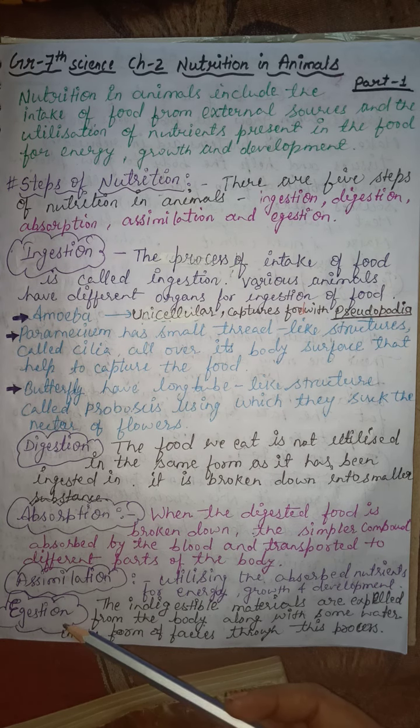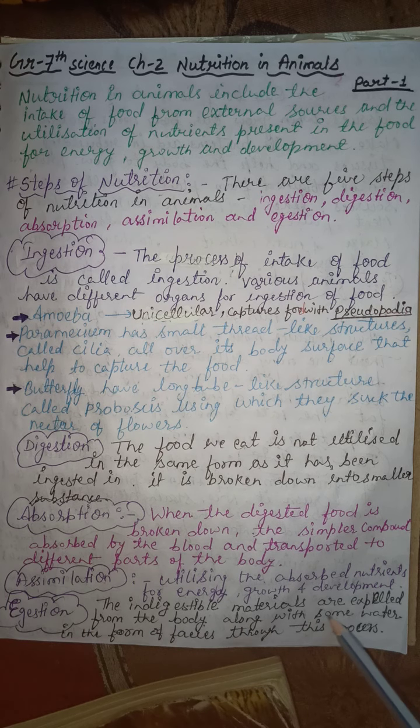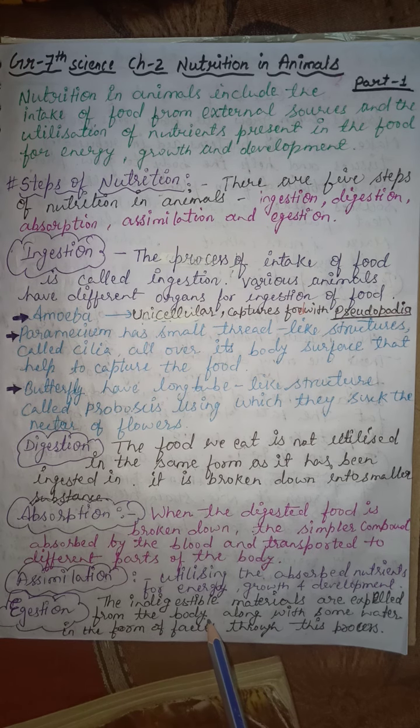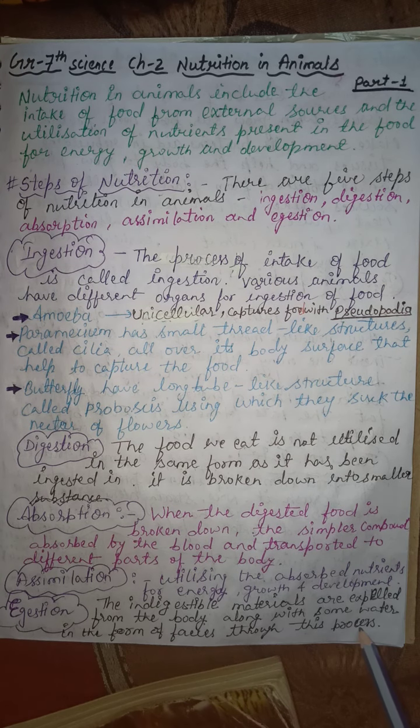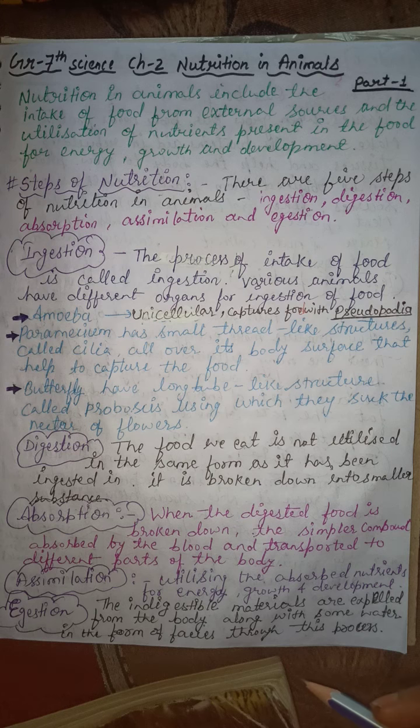Egestion. It is the fifth and last step of the nutrition. The indigestible materials are expelled from the body along with some water in the form of feces through this process. Simply, we can say during the process of digestion, some part of the food that is not utilized remains undigested. These undigested materials are expelled from the body along with some water in the form of feces through the process of egestion.